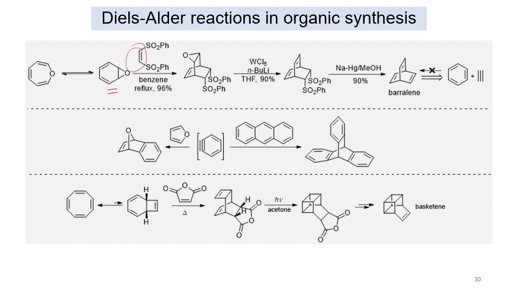This is then treated with tungsten hexachloride and N-butyl lithium. N-butyl lithium converts the tungsten hexachloride to a very low valent tungsten compound, which then effectively carries out the deoxygenation reaction to give you this particular cycloadduct. This is then very easily removed. The sulfone groups are easily removed using a reductive cleavage of these cycloadducts.